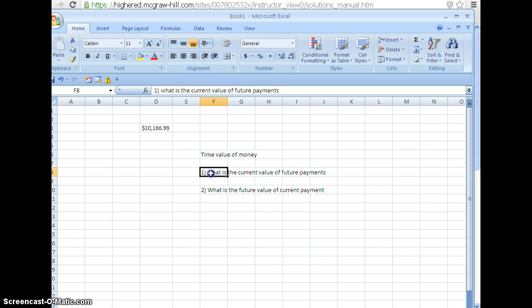Again, for the most part, you're going to be solving what the current value of future payments is going to be, or what the future value of current payments would be. So the exercise, I believe, is 6.3, exercise 6.3 on page 349. That's what we're looking at.